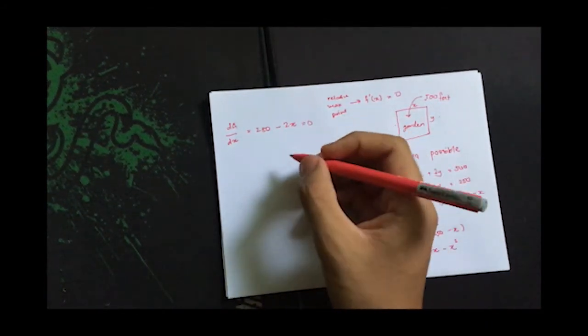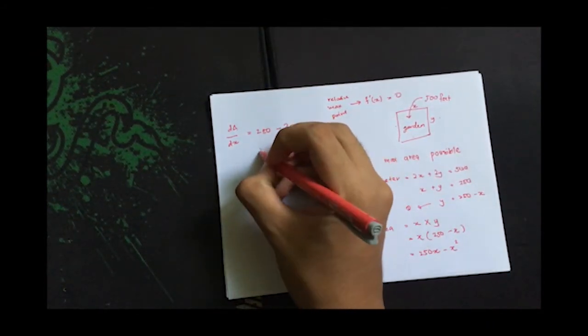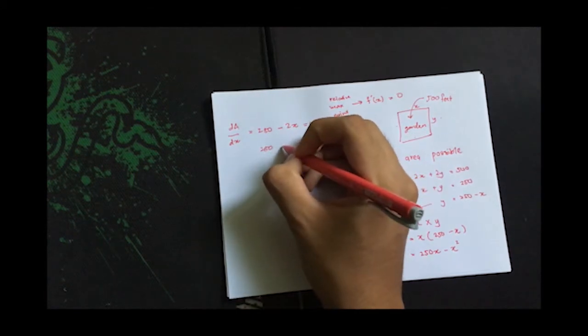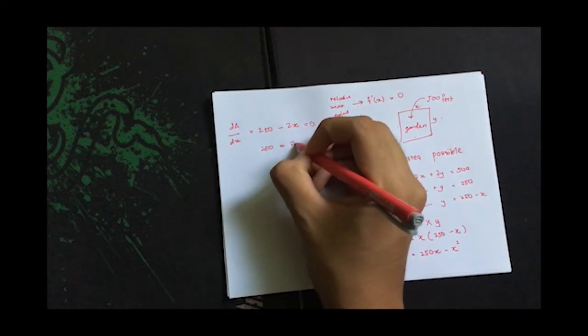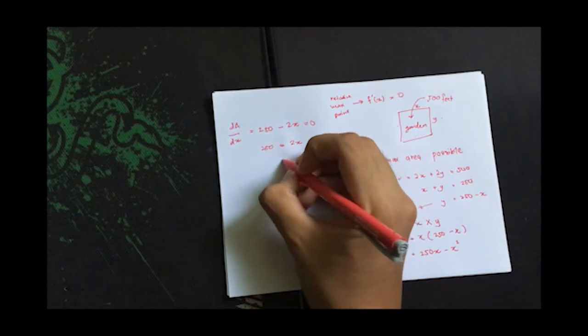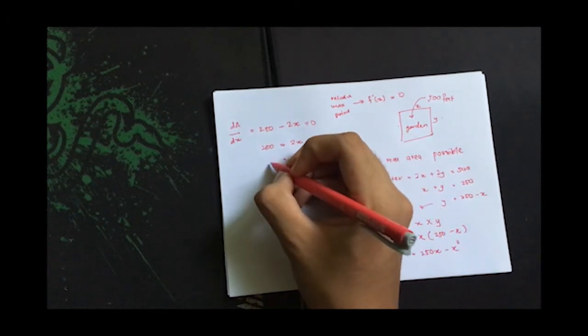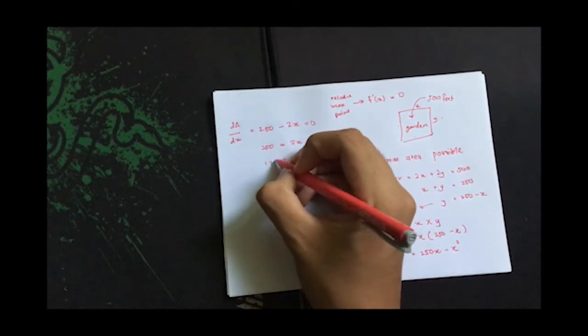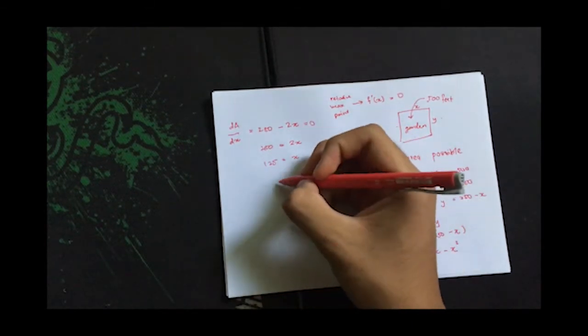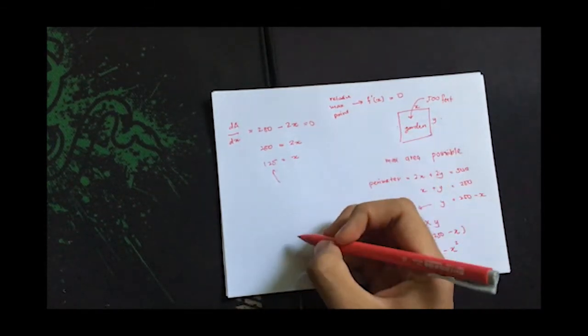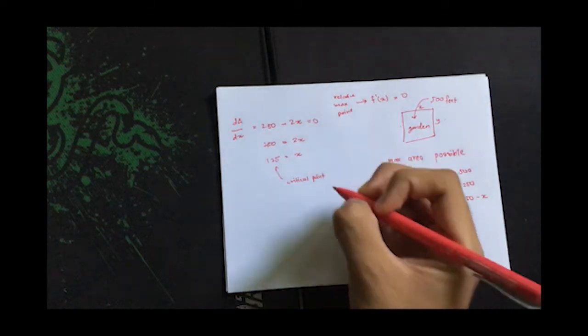So we're going to solve this. 250 equal to 2x, and we're going to solve it. So it's going to be x equal to 125. So this is going to be the critical point.